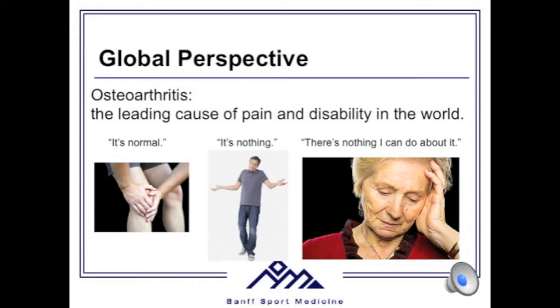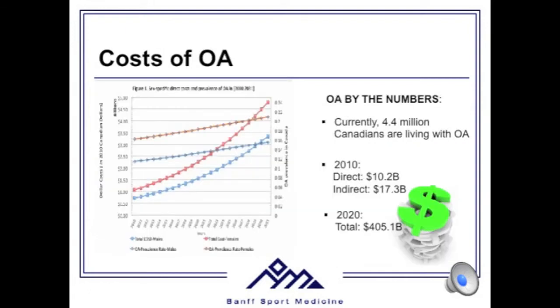The commonly held beliefs that OA or joint pain is normal, or that it's nothing, or even that there's nothing we can do about it, leads us to believe that OA cases are vastly underreported. This means that more people are living with the limitations of OA without the assistance of the available resources. In Canada, it is estimated that 4.4 million people are currently living with OA. The good news? Patients with OA are not alone.